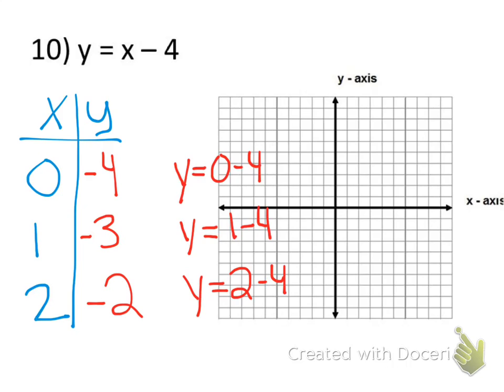Very good. To graph 0, negative 4, I go left to right 0, I go down 1, 2, 3, 4. To graph 1, negative 3, I go right 1 and down 3. To graph 2, negative 2, I go right 2, down 2. Connect these. Arrows on the end. Raise your hand if you have a question.